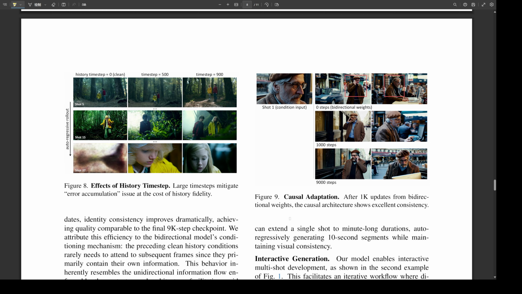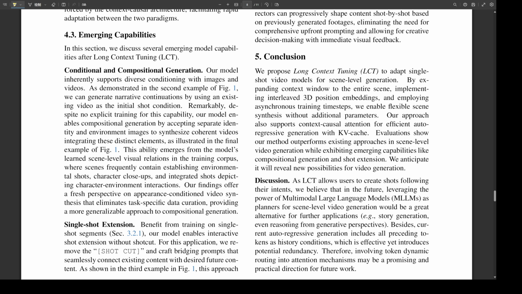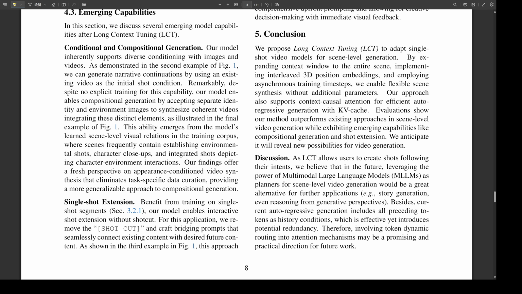Absolutely. And if you want to dive deeper into the technical details and see some more examples of what LCT can do, definitely check out the original research paper. It's a fascinating read. Yeah, it's worth a look. Okay, so that's long context tuning, a big leap forward in video generation and a glimpse into the future of AI-powered storytelling. Thanks for joining us for this deep dive.